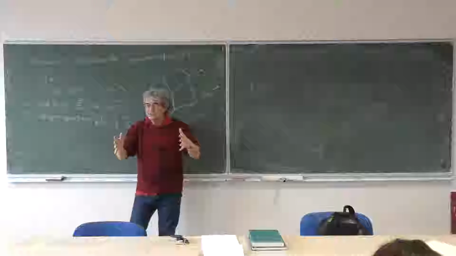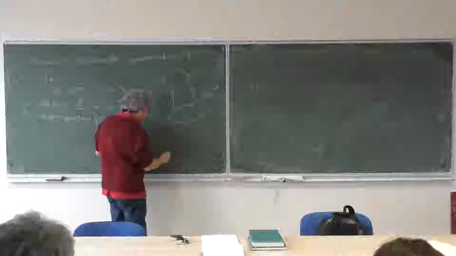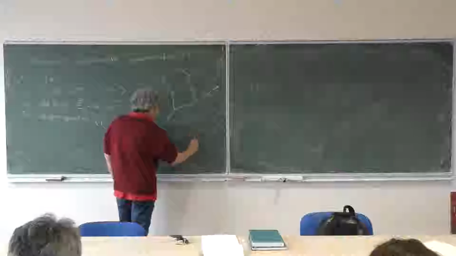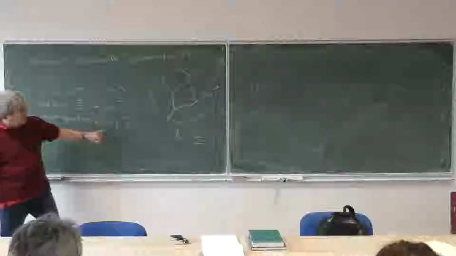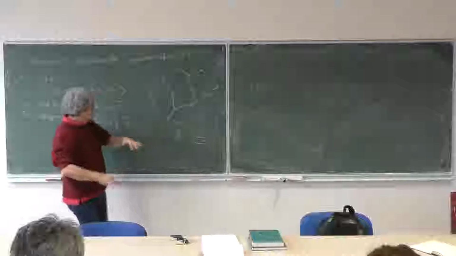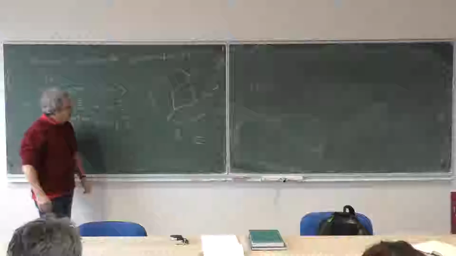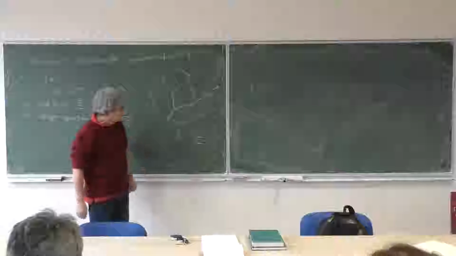Ashtekar rewrote the canonical general relativity in terms of new variables, which was the Ashtekar connection and the E field, which is exactly this E field here. The E field is actually a two-form, and so you integrate on surfaces and you get these things here. The connection is the connection. We're going to come back to that.